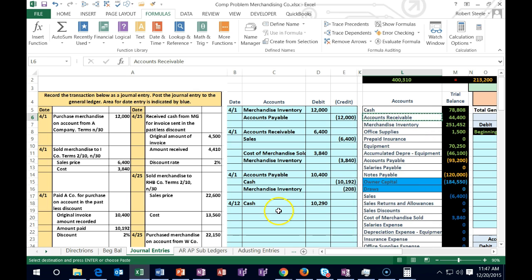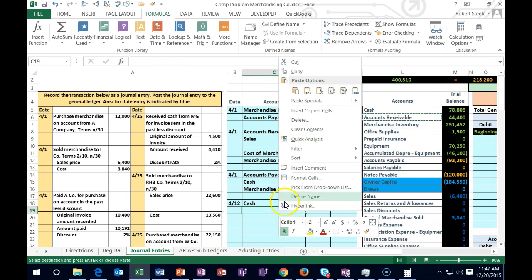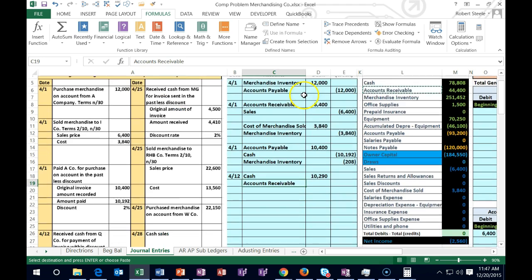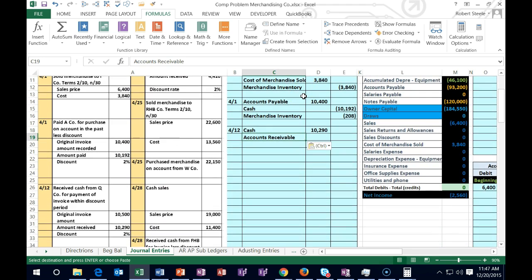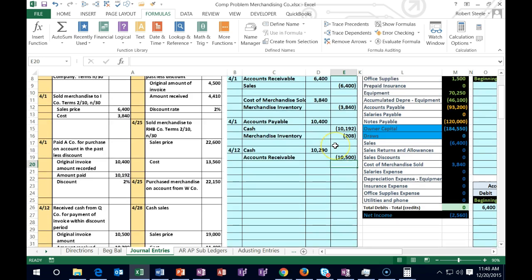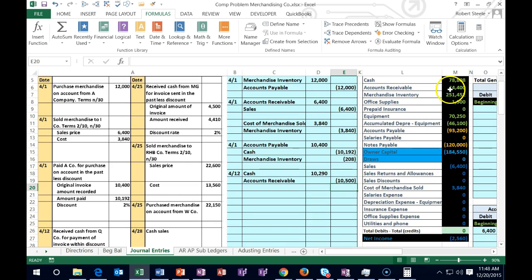So I'm going to copy that, put it on the bottom in the credit section, right click, paste it 1, 2, 3. But the credit amount is not going to be for $10,290. It's going to be for the full amount of the invoice, $10,500. So I'm going to put that in there, credit of $10,500, and then explain why that is. Why is that? Well, we put the original amount on the books at $10,500. So if we only reduce it by $10,290, we're going to show that they still owe us money.